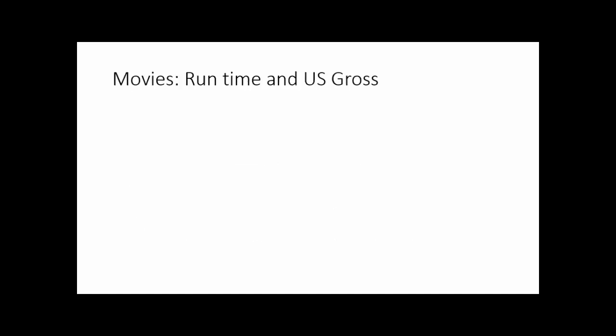So let's take another real example with real data. We're looking at the movies again, and we want to look at the association between runtime and the domestic gross, the U.S. gross receipts, how much money they received for that movie. And so, what context do we put on this?